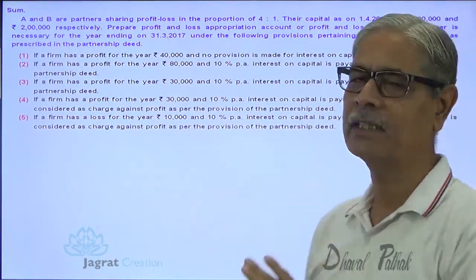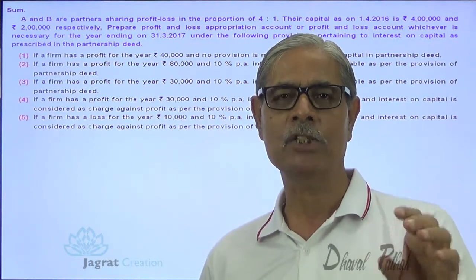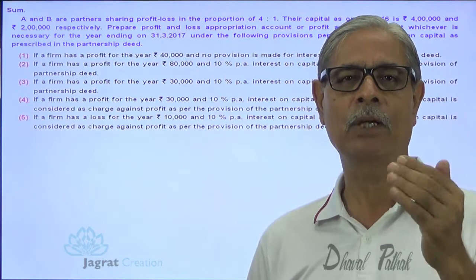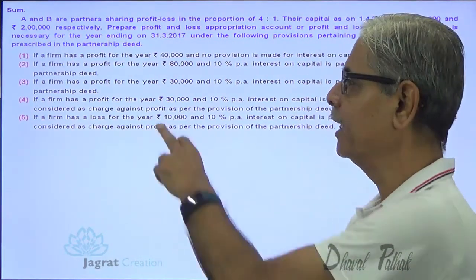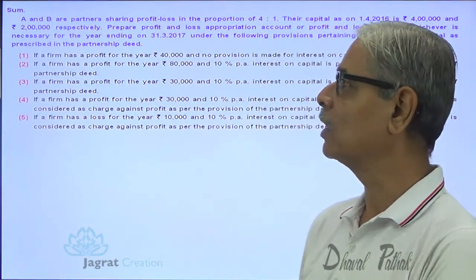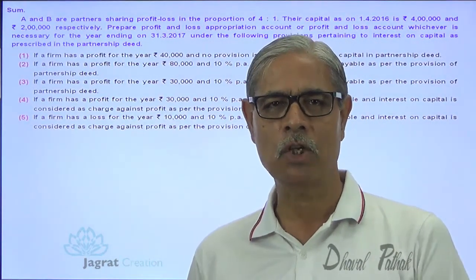In the fourth case, the profit is 30,000. Interest on capital to be paid is 60,000, which is more than the available profit. So it results in a loss, because interest on capital is considered as a charge against profit. So in cases 4 and 5, we are going to prepare profit and loss account, and in cases 1, 2 and 3, we shall prepare profit and loss appropriation account. Just observe, let me start with it.